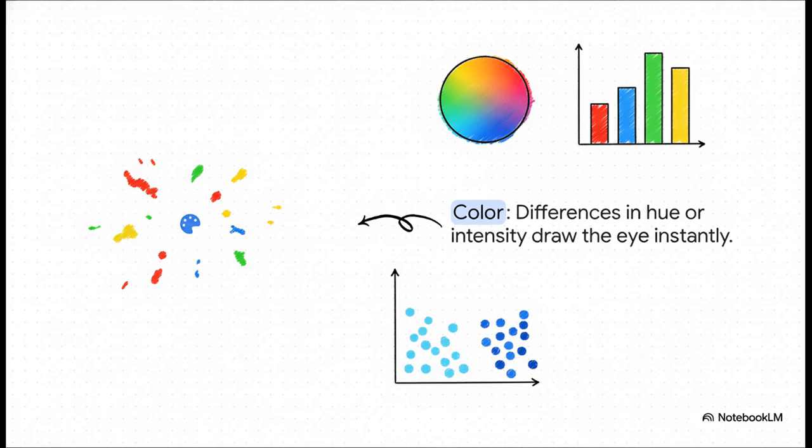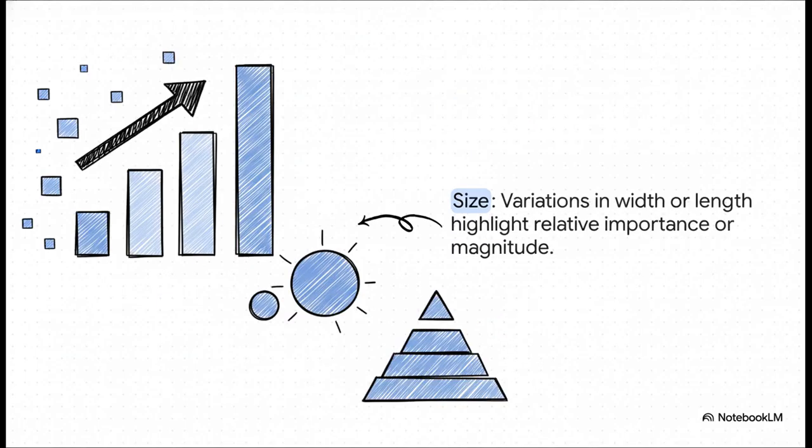Let's take color. It's probably one of the most powerful tools we have for grabbing someone's attention. It's perfect for showing different categories or highlighting that one key piece of information you absolutely can't miss. Then you've got size. This one's pretty intuitive, right? Bigger stuff just feels more important. So when you vary the width or length of something, you're instantly communicating how much of it there is, or where it sits in the pecking order. Your brain doesn't need to read a label to know that the bigger bar means, well, bigger.